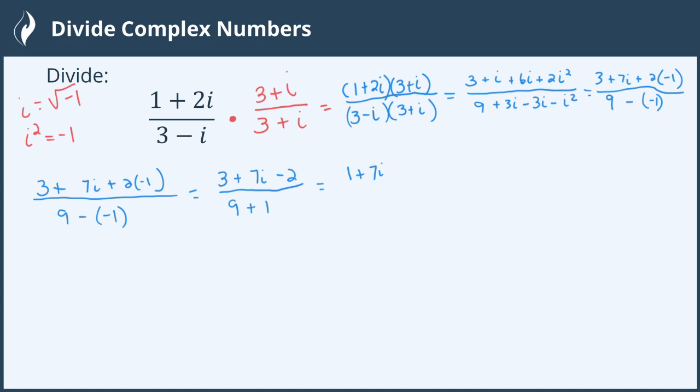It's like this is an apple and that's an orange. You can't combine them unless you're making fruit salad, and we're not doing that today. But we do have 2 apples down here, so 9 plus 1 gives us 10. So that's our final answer: 1 plus 7i over 10. Notice we got rid of the i squared because we wound up using the difference of squares pattern to form 9 minus i squared. When i squared became -1, we totally got rid of it.